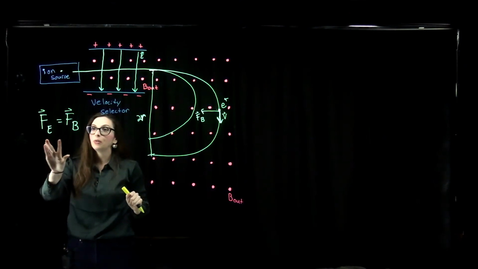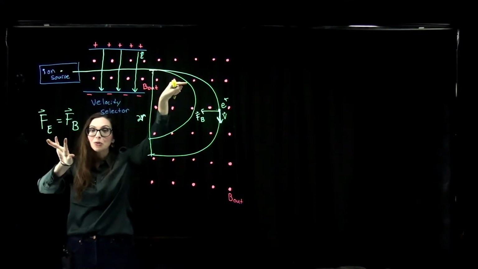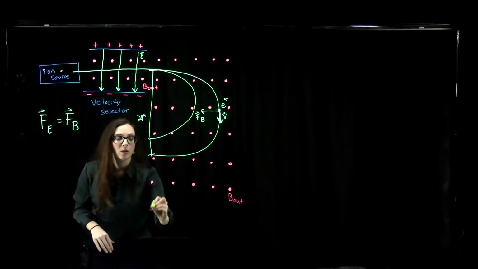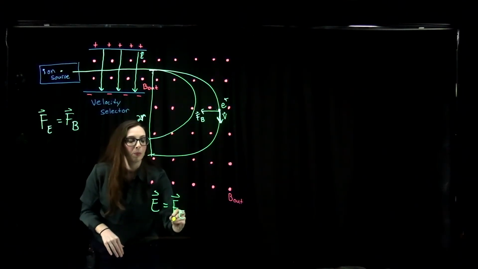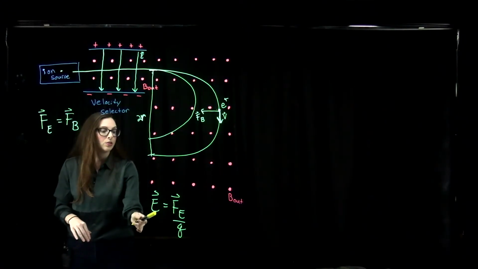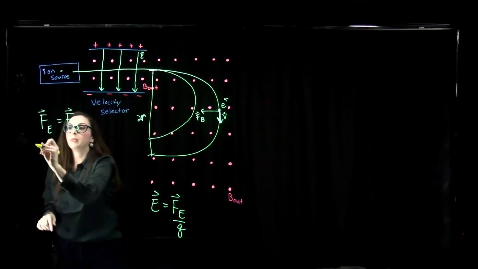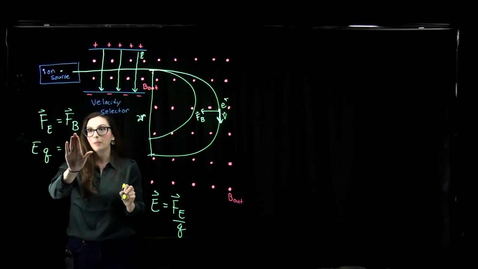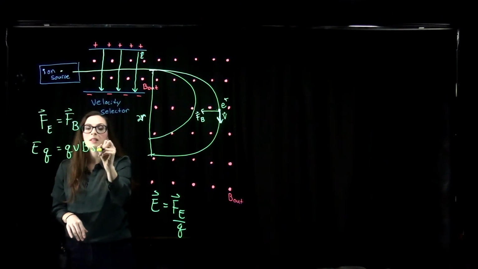Well, the electric force has to equal the magnetic force in order for them to go straight through the velocity selector without being deflected. Previously, we saw that the electric field was equal to the electric force per unit charge. So the electric force is equal to the electric field times the charge. Our electric force will be our electric field times the charge, and that equals our magnetic force, which is QVB sine theta.